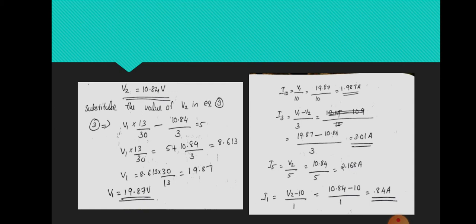I10, the current through the 10 ohm resistor, will be equal to V1 divided by 10. So I got the value 1.987, and I3 will be equal to V1 minus V2 by 3. And I can substitute the values for V1 and V2, and I got the current value I3 as 3.01 ampere. And I5 is V2 by 5. So I got the answer as 2.168, and I1 equal to V2 minus 10 by 1, and I got the answer as 0.84 ampere.